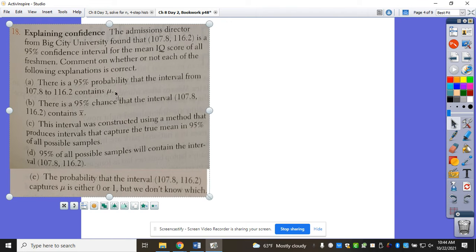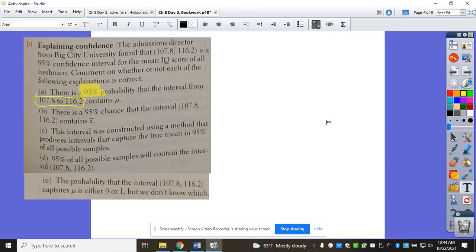All right, so this first one, there's a 95% probability that the interval from 107.8 to 116.2 contains mu. This is saying that this probability, I directly relate it to this one specific interval. Is that correct? Am I 95% sure that it's between 107.8 and 116.2? No. The 95% only applies to if I threw hula hoops all day, 95% of them would capture it. The 95% does not directly relate to my one interval.